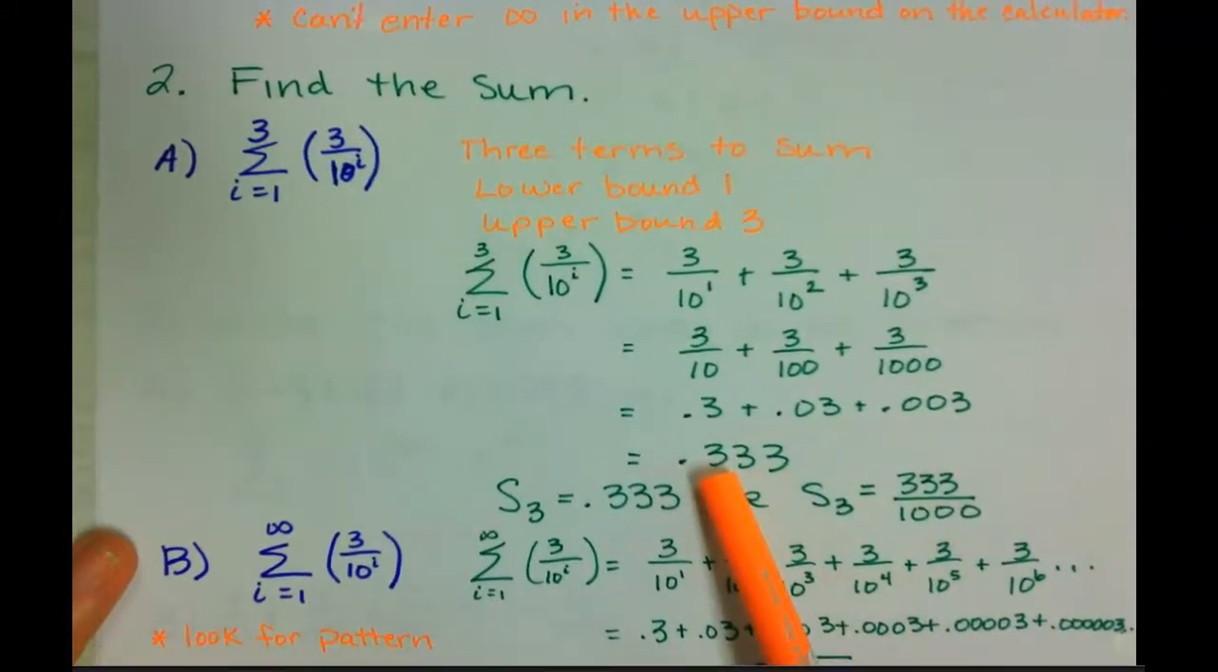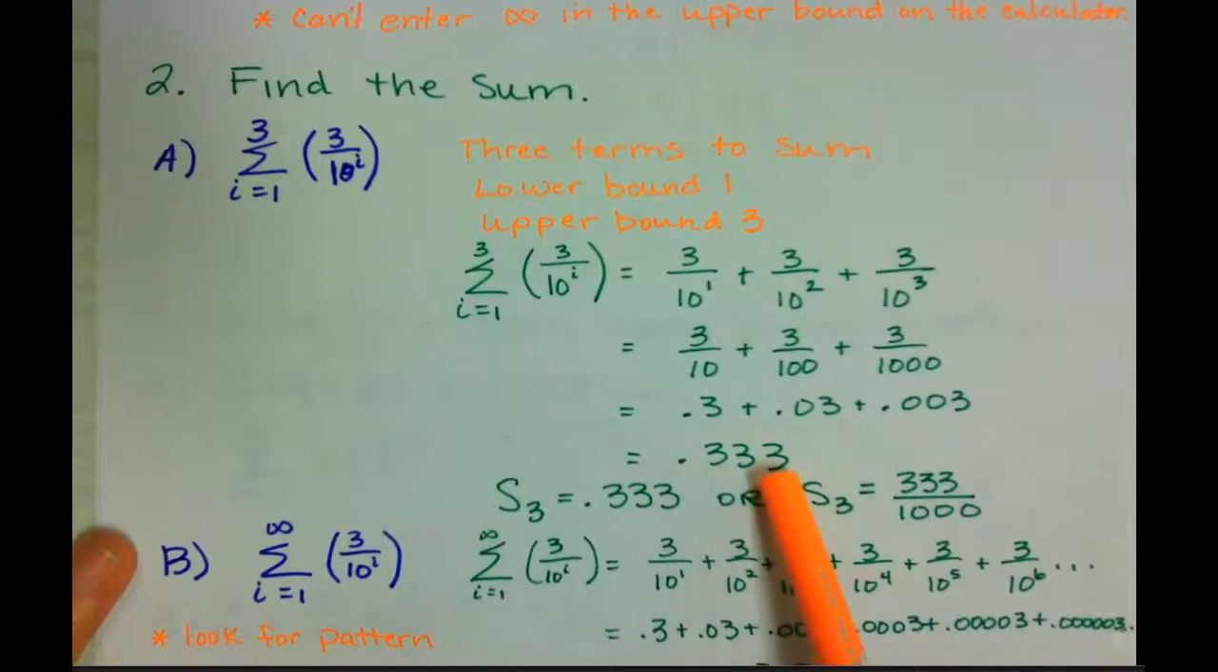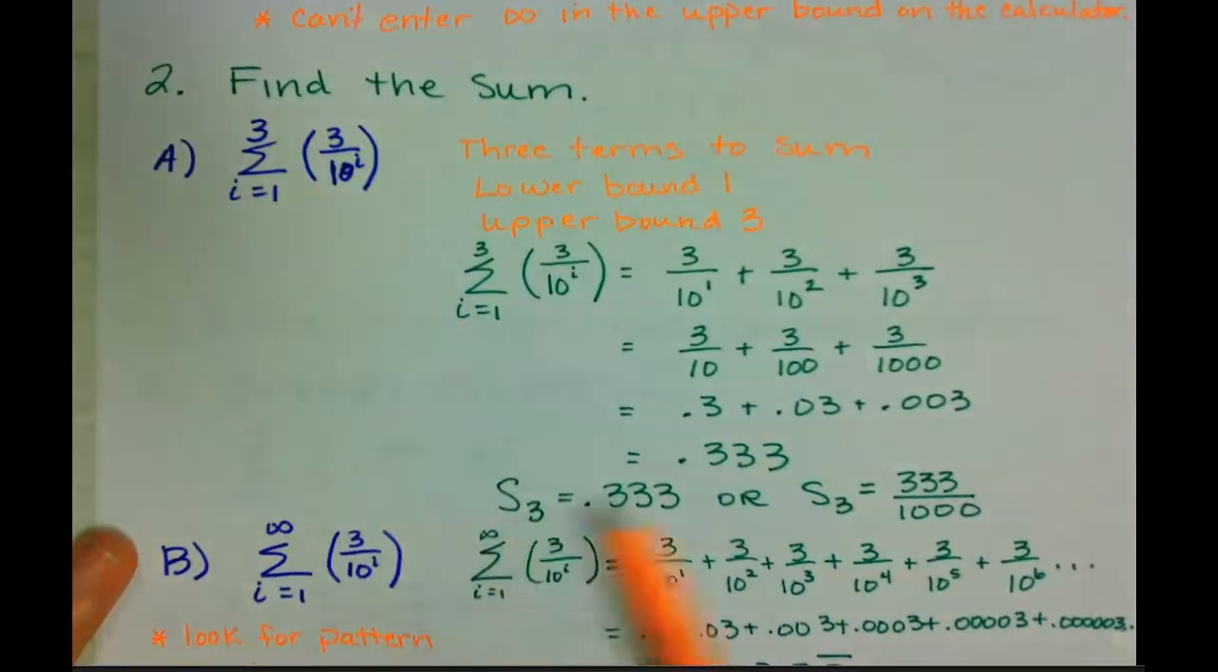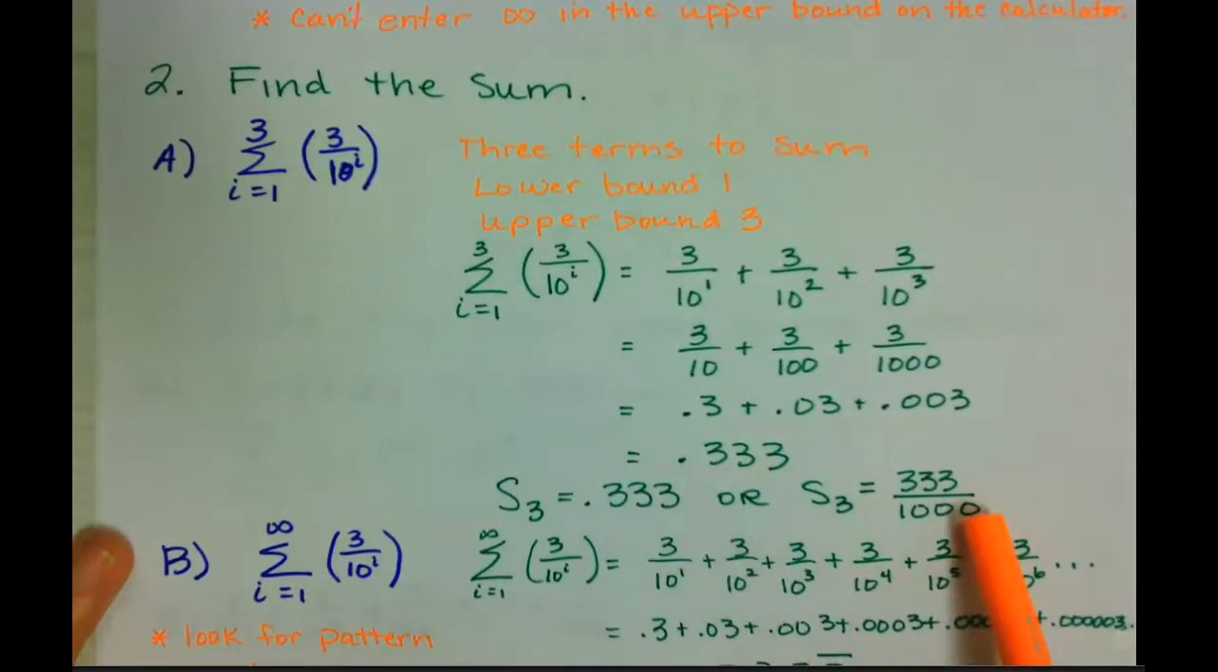Now that's not the fraction 1/3 because that 3 isn't going on forever. So how you would write this is we are finding the third partial sum. So we would say S sub 3. And we could do the decimal or we could do the fraction equivalent if you wanted to. So that's the idea of how you would go about finding one when it's going to infinity. You've got to start somewhere and look at a few terms.